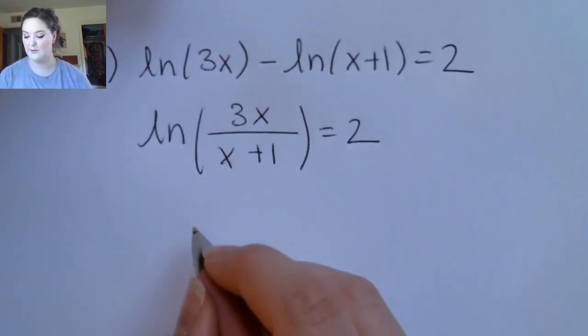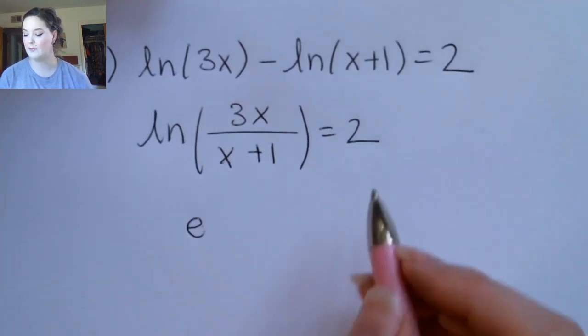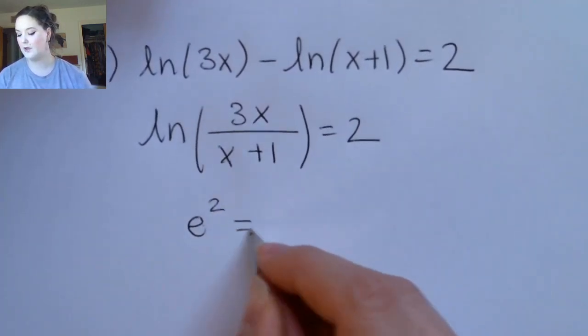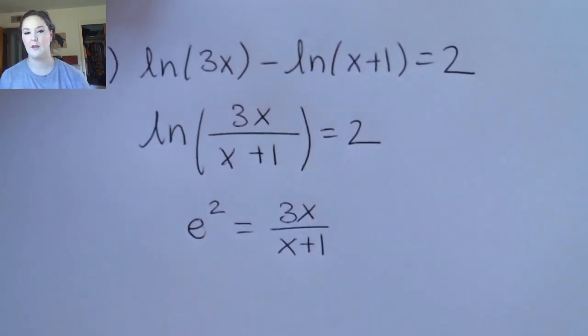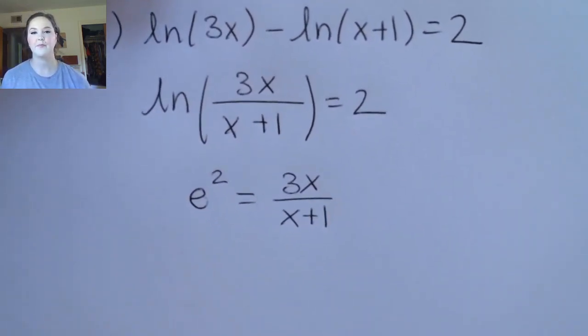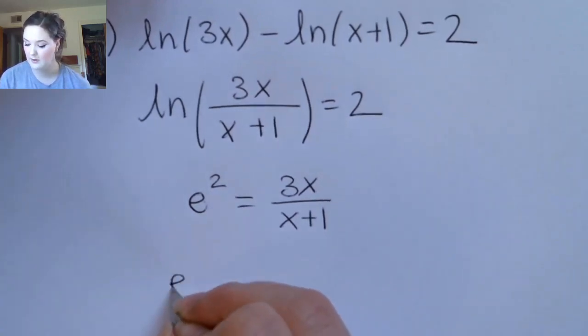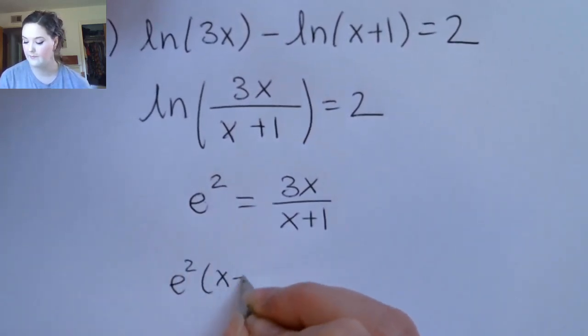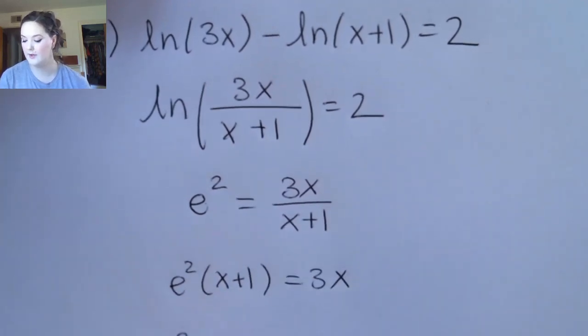We're going to change to exponential form. The base from the log becomes the base of the exponent. Here's my exponent, and this is 3x over x plus 1. Now this is just a rational equation. So I'm going to multiply both sides by x plus 1. Multiply this out.